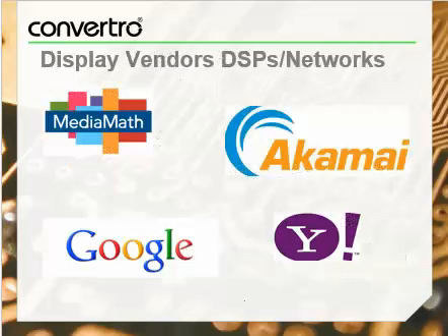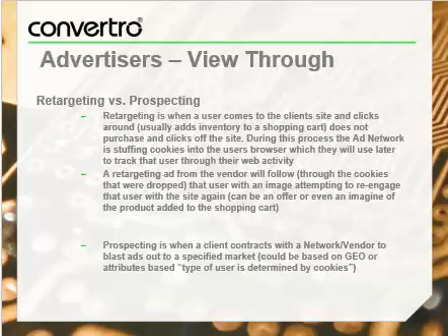So just a couple of logos of some of the larger DSPs in the area that we work with frequently. A couple of other things at Convertro that we track. Advertisers are extremely interested in view-through. View-through can be broken down into a couple of different things. It can apply to email. For the most part, though, it will be applying to display. There are two different types of display ads that can be projected out there. One is a retargeting ad, and the second one is a prospecting ad.